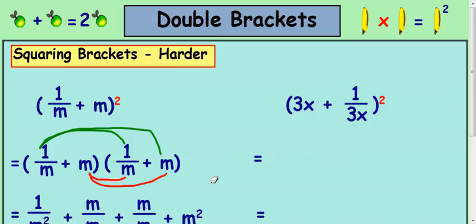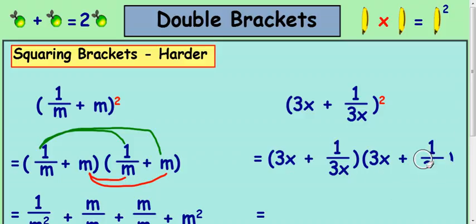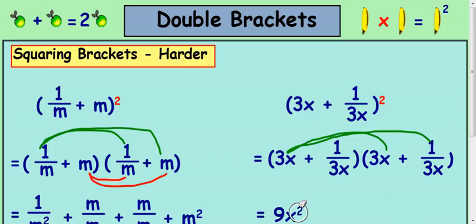Okay, we'll just look at this last one at the side here. We've got 3x plus 1 over 3x squared. As before, write it out properly. So the first thing you want to do is you want to do 3x times x, and then 3x times 1 over 3x. Now when we do 3x times 3x, do the 3 times the 3 to get 9, and do the x times the x to get x squared.